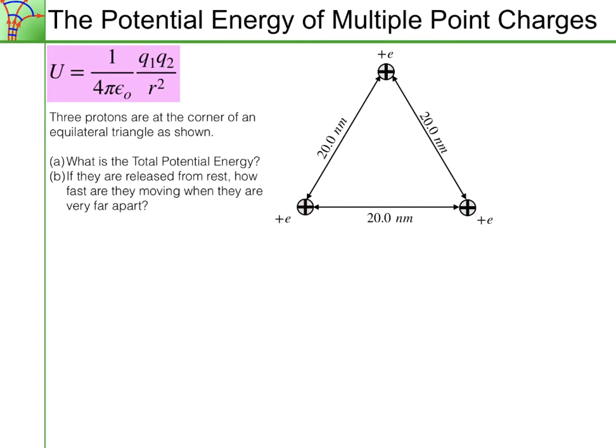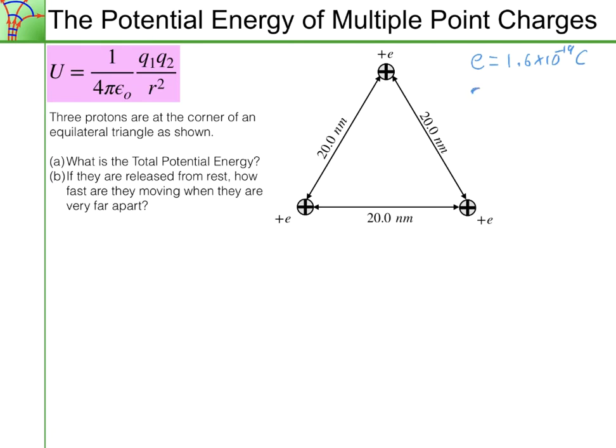The first thing I'm asking is, and the equilateral triangle is given here, it's 20 nanometers per side. It's asking what's the total potential energy for that. Well, let's start by writing down what we know before we do all the potential energy stuff. So they all have charge plus e. Just as a reminder, e is 1.6 times 10 to the negative 19 coulombs.